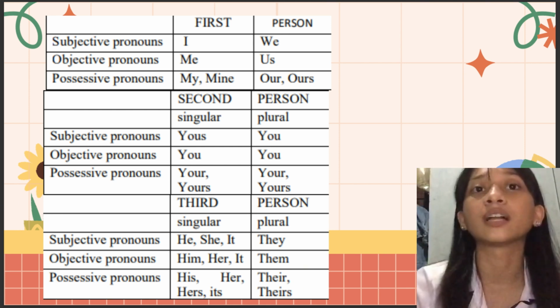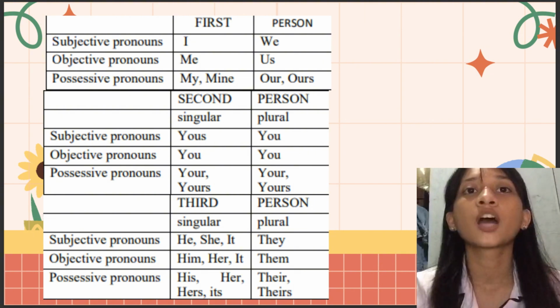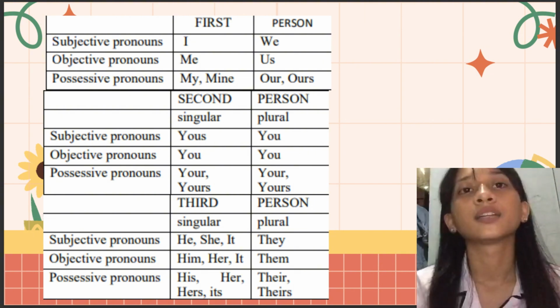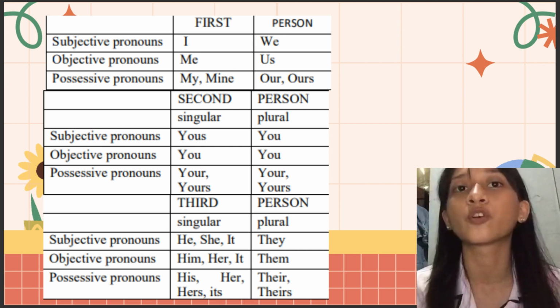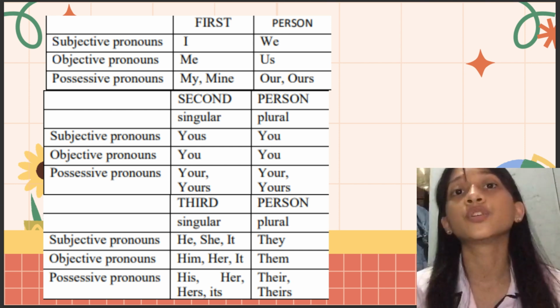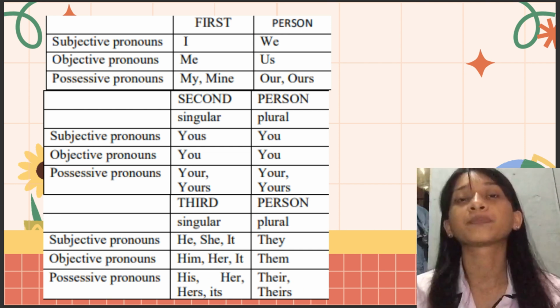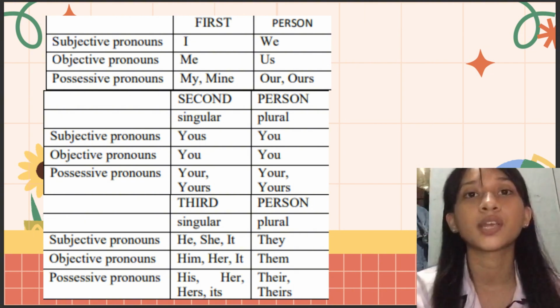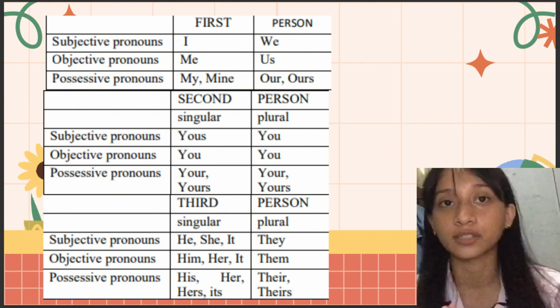Moving on to the plural, the subjective pronoun is you. My auntie sent you an email. The objective pronoun in plural form is you. Do you have a candy? The possessive pronoun in plural form is yours. That drink is yours.